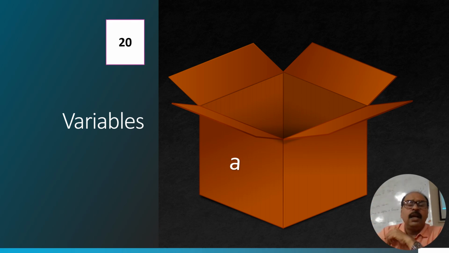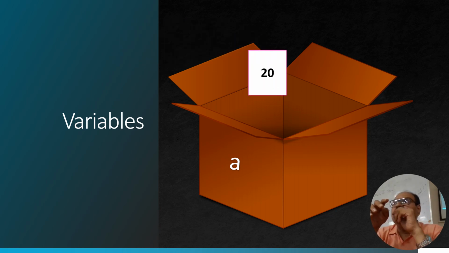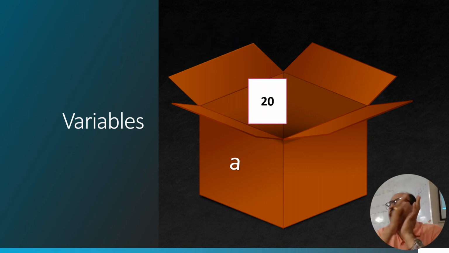Say, for example, I have a value 20. When I want to store this value of 20 inside A, I call A a variable, and 20 is the value that the variable holds. Okay, so this is what a variable means.